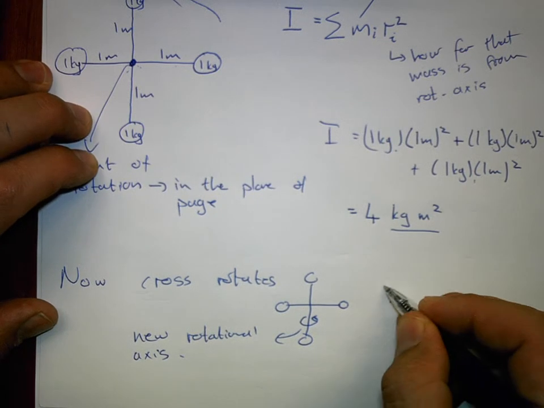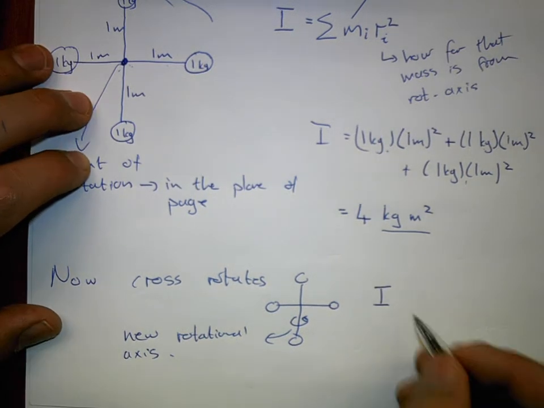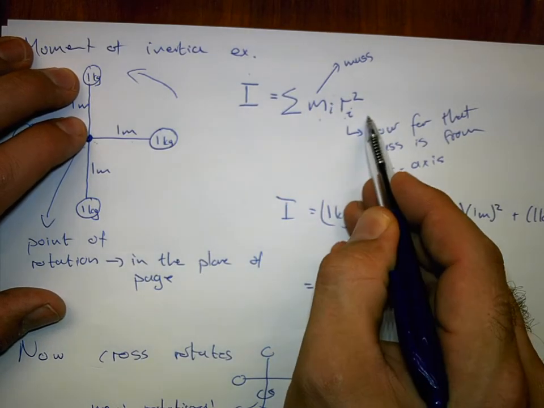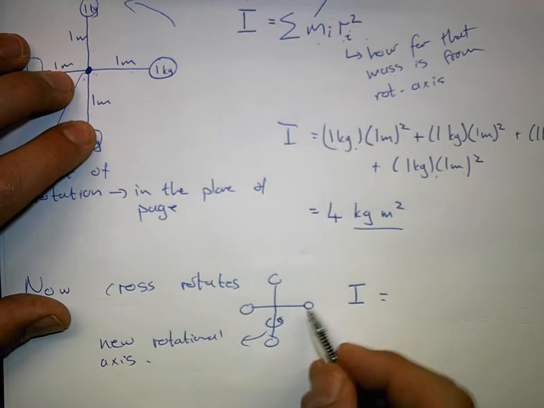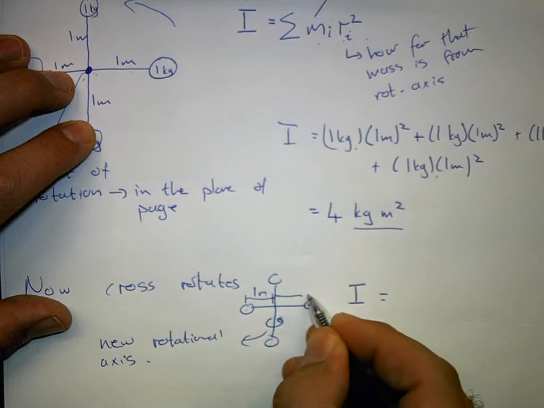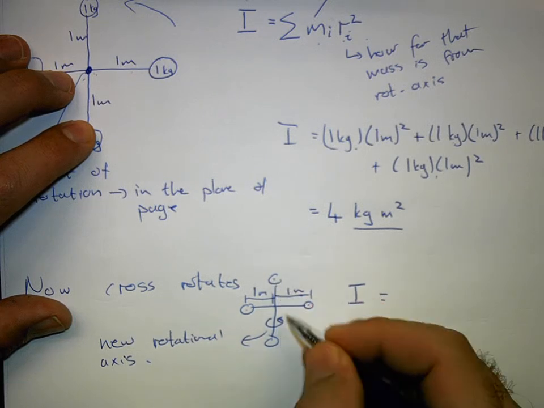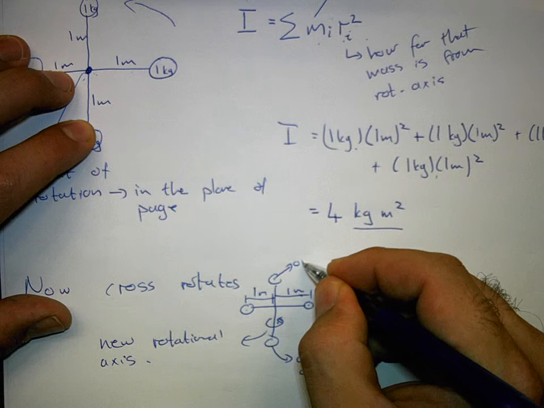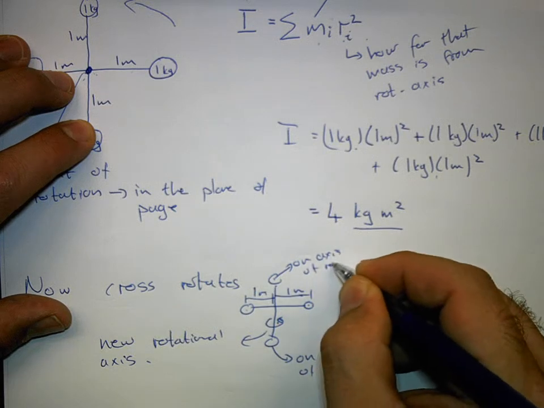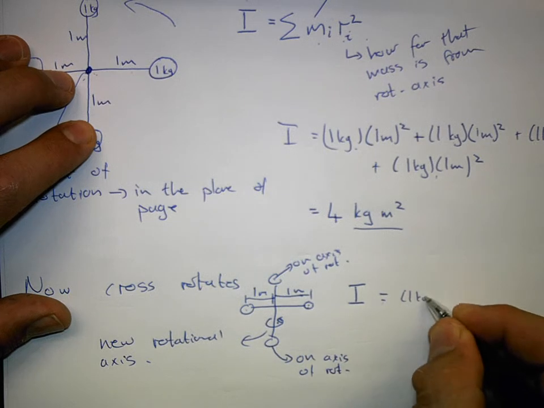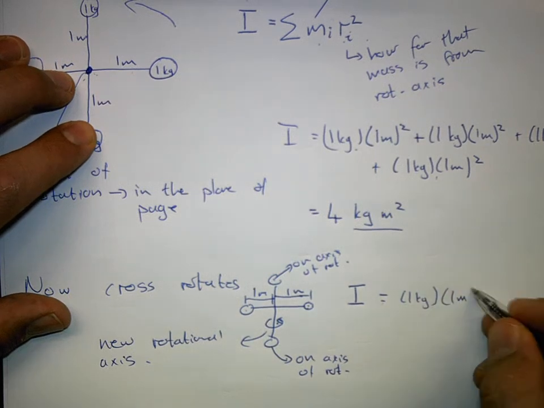Now the moment of inertia becomes different, because remember the moment of inertia is how much mass we've got, how far away from the axis of rotation. So now we've got 2 masses that are each 1 meter away from the axis of rotation, but we've got 2 masses which are on the axis of rotation. Same with that one, it's on the axis of rotation.